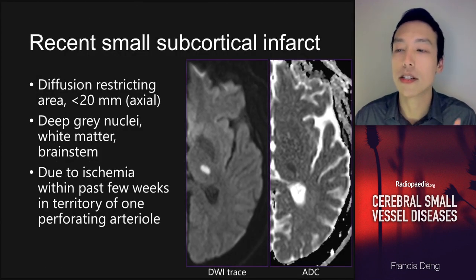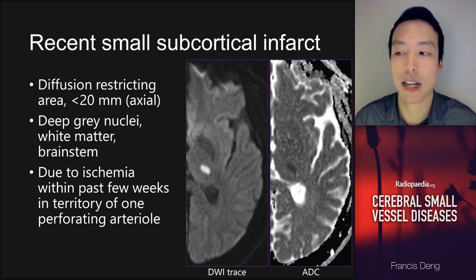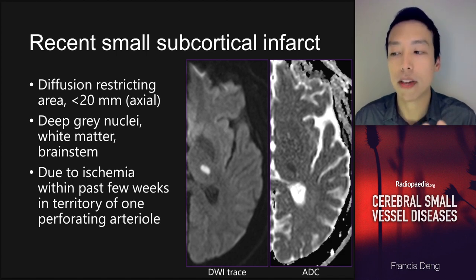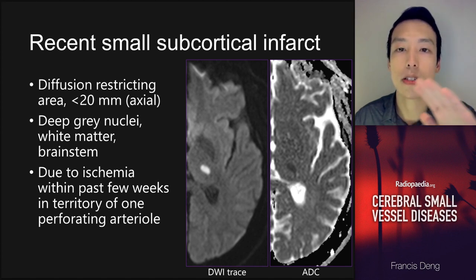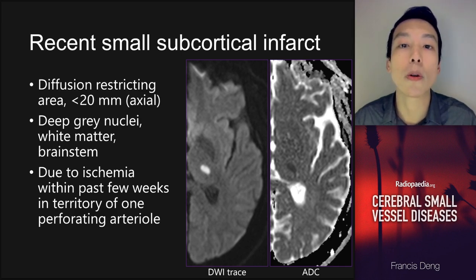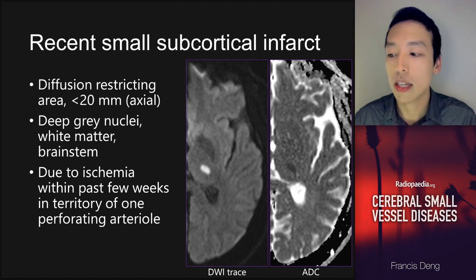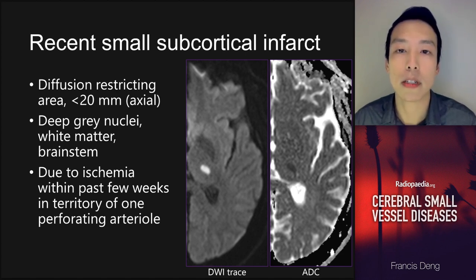Our first marker is a recent small subcortical infarct. This refers to a diffusion restricting area that is generally less than 20 millimeters in diameter on axial images. Subcortical means it affects the deep gray nuclei, the white matter, or the brainstem. It spares the cerebral cortex. These are due to ischemia that occurred within the past few weeks based on either clinical or imaging criteria, in the territory of one perforating arteriole. Larger than that, it wouldn't be a small subcortical infarct.